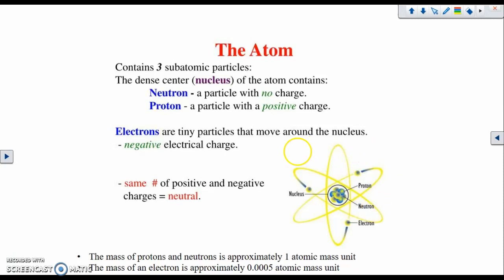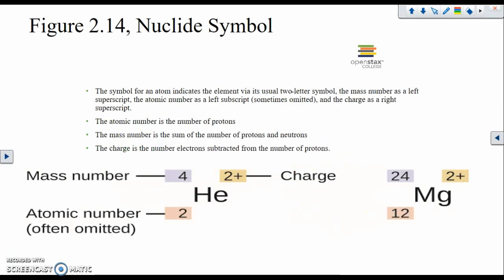So if I ask you the structure of an atom of an element, drawing this is going to take you forever. So the way we represent an atom in chemistry is by writing what we call the nuclide symbol, which is shown here. If you look at the nuclide symbol, in the middle is the actual elemental symbol, in this case He. He is helium.